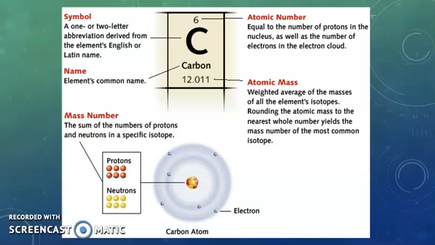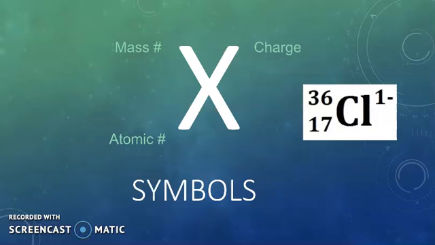Remember, if you want to find your neutrons, you need to do mass number minus atomic number, and that gives you neutrons, because your mass number is your protons plus neutrons, and your atomic number is just your protons. So if you do your mass number, which is both, minus the protons off of it, that leaves you with your neutrons. So again, look at this symbol. You have the mass number top left, atomic number bottom left, and charge to the top right. Here's an example here. We have 36.